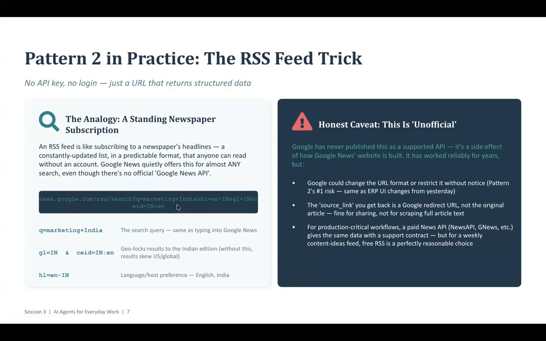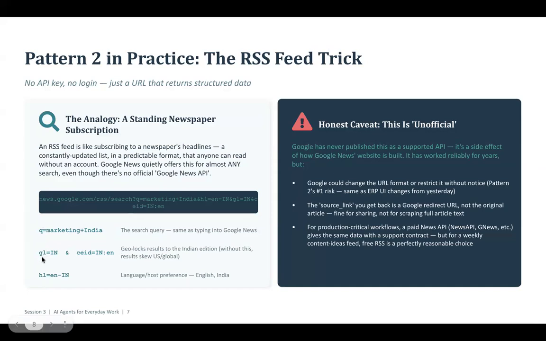What I mean by that is, when I put this URL that's on the screen in the RSS node, it's going to get all the data online about marketing in India. Now, I've broken down the URL here as well. Q equals marketing plus India. This is just your search query.